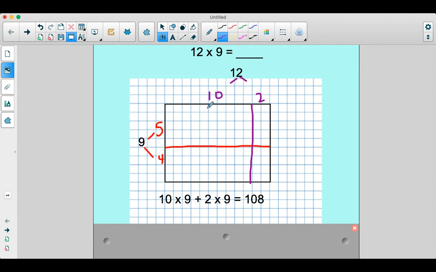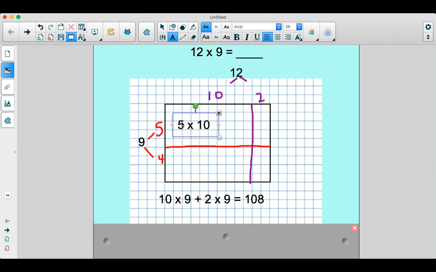So now we've got all these littler pieces, but we can still count them out. This is 1, 2, 3, 4, 5 times 10. 5 times 10 is what? You guys probably know that. 50. And then down here, we've got 1, 2, 3, 4 groups of 10. So 4 groups of 10 is 40.